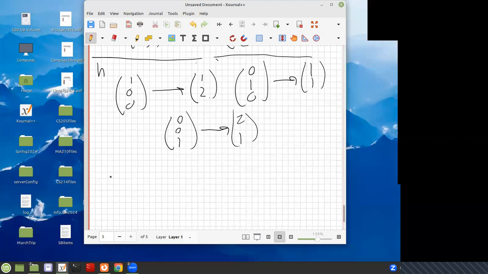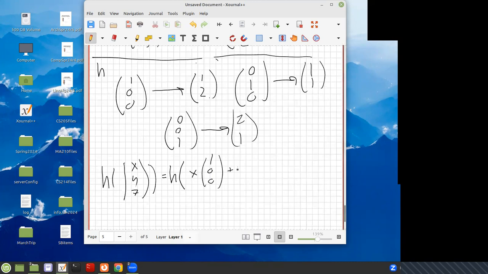Okay? Then the question is, what does H do to a general vector? Well, you have to write it differently. It's H of x, y, z, because it starts with a 3 vector and maps to a 2, 1. Well, here we can write this as H of x times 1, 0, 0 plus y times 0, 1, 0 plus z times 0, 0, 1.